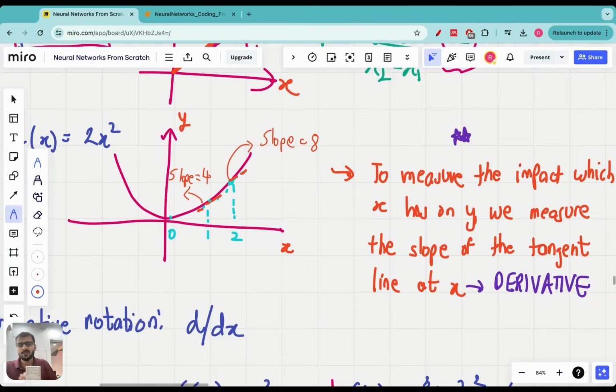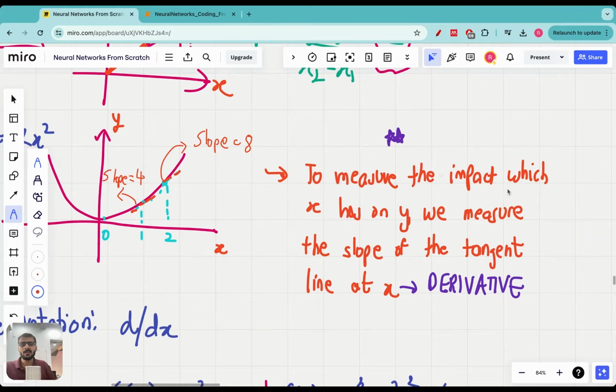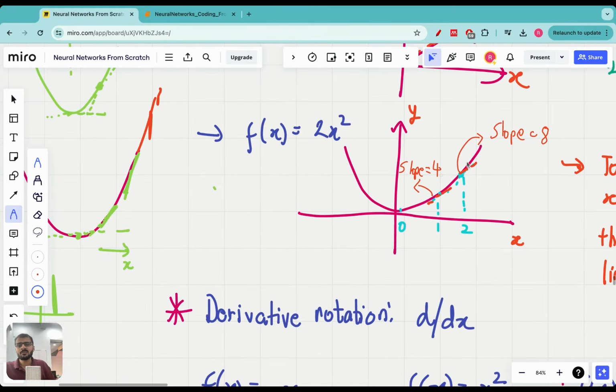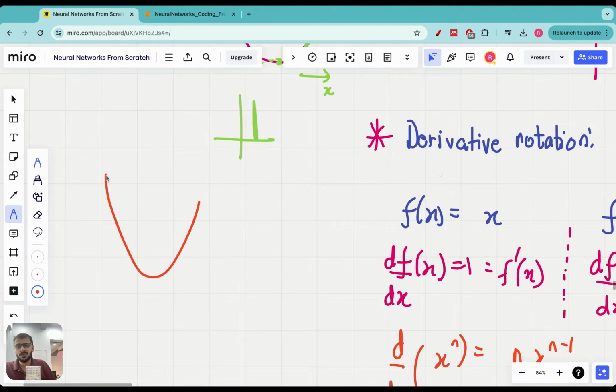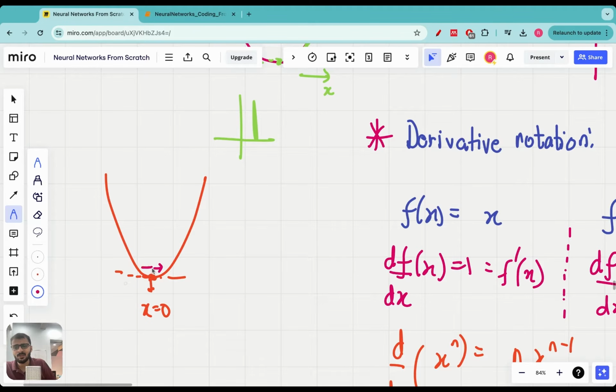So, if you measure the slope of the tangent line at any point, it actually gives you the impact which x has on y. So, let's say if you take this function again, and if you want to see what is the impact of the change in this point x, which is x equal to 0, on y, you will just take the tangent at this point and you will see the slope is 0, which means even if I move slightly, even if I move slightly in this direction, right direction, or the left direction, the y value is not going to change much.